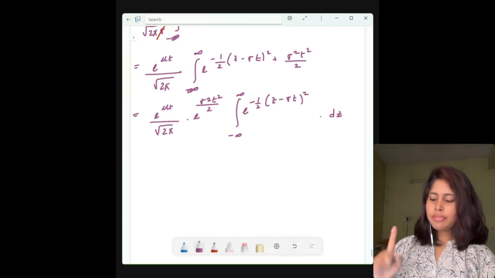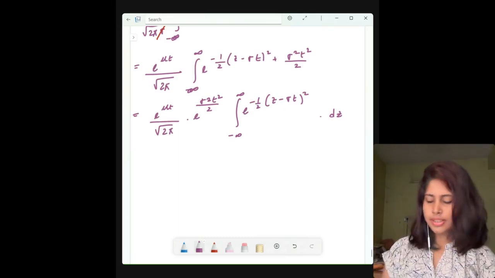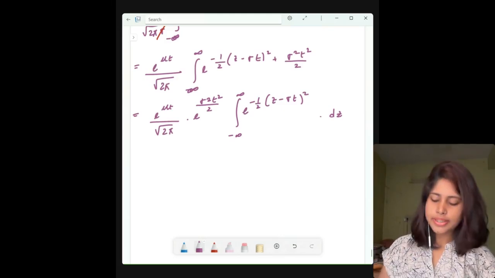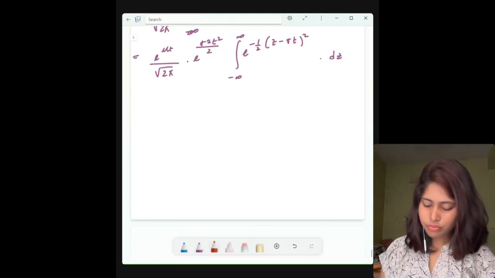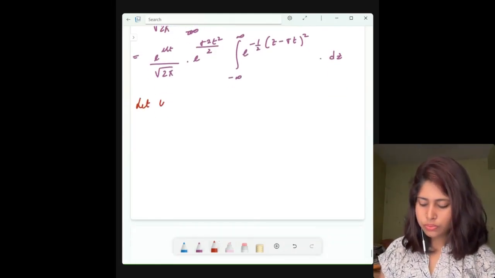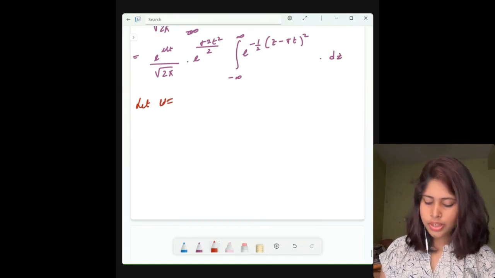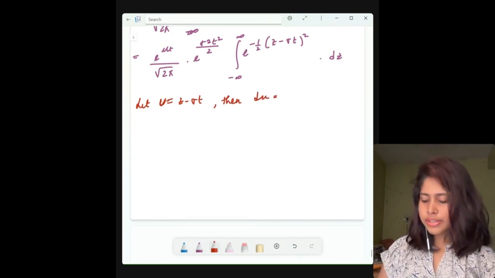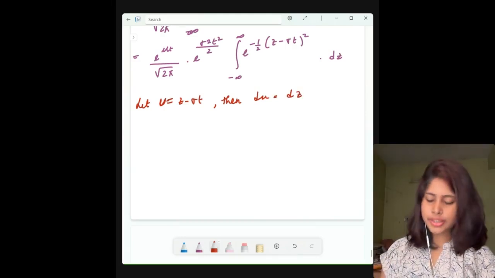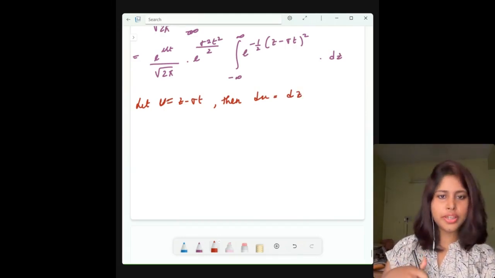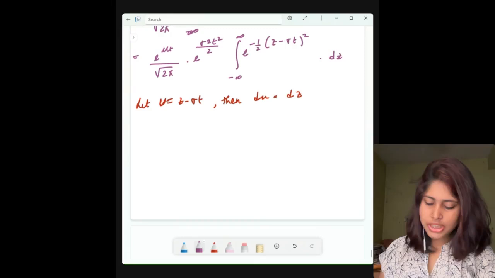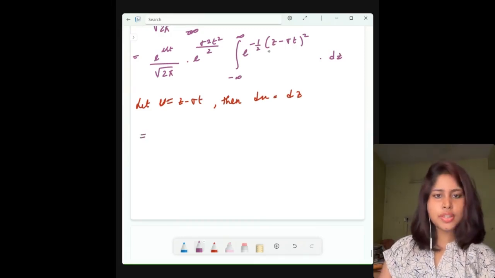The next step will be, if I let this z minus sigma t be, suppose, u, then what happens? Let u equal z minus sigma t. Then du will be equal to dz. If you calculate it and understand that du equals dz only, then this will be the next step. We are just substituting this part to be u.